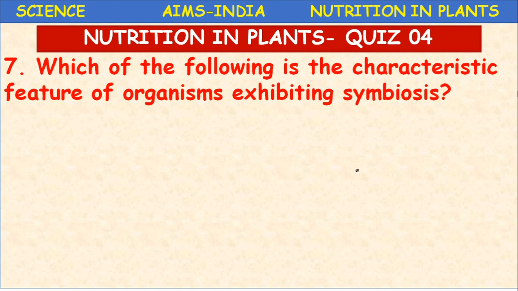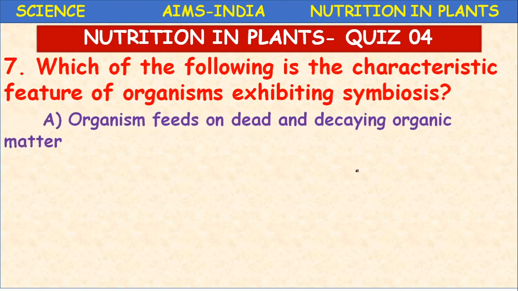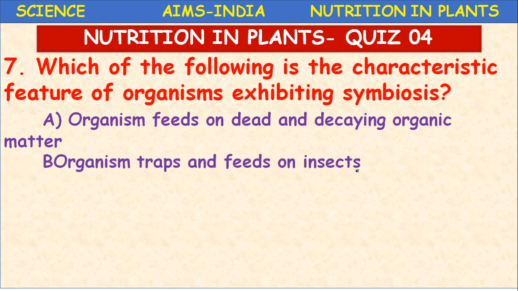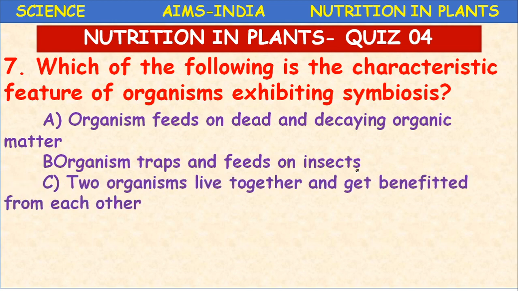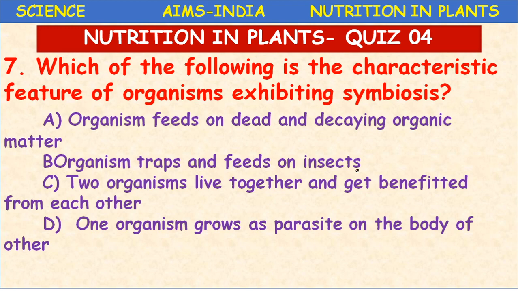Next question. Which of the following is the characteristic feature of organisms exhibiting symbiosis? Organisms feed on dead and decaying organic matter. Organisms trap and feed on insects. Two organisms live together and get benefited from each other. One organism grows as a parasite on the body of the other. What is the right answer?